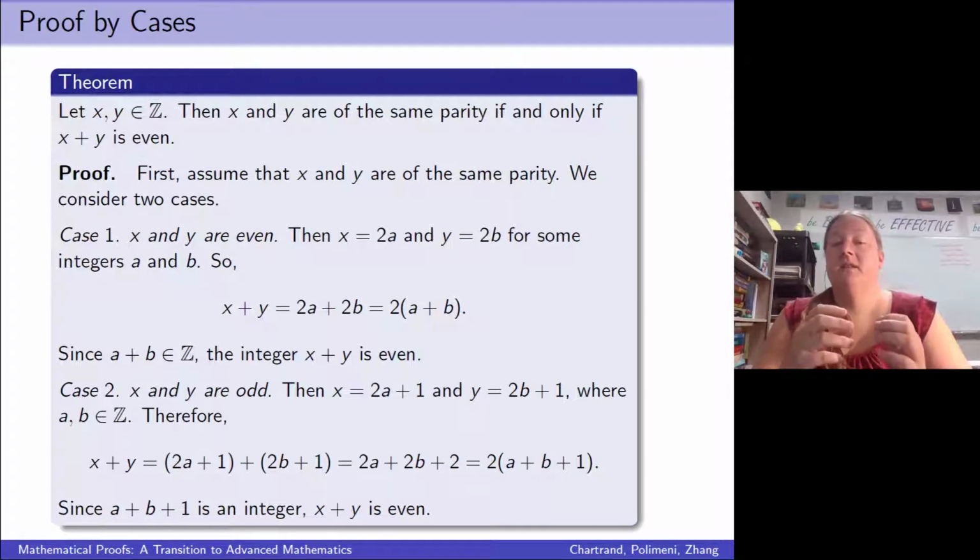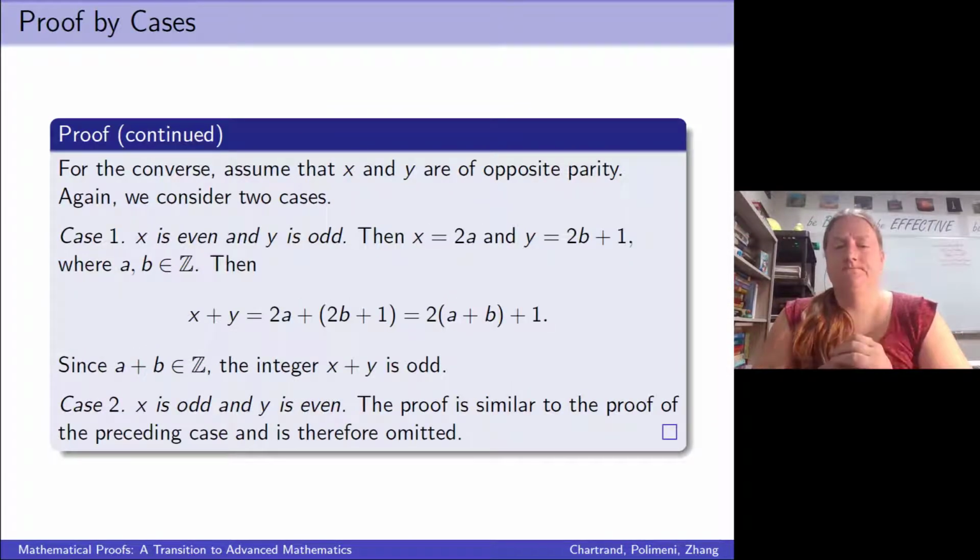Once we've completed this proof, then we need to prove the converse. We need to prove that if x plus y is even, then x and y are of the same parity. So to do that, we're actually going to use the contrapositive. So we're going to assume that x and y are of opposite parity, and we're going to show then that x plus y is odd. So we're doing the not Q implies not P option.